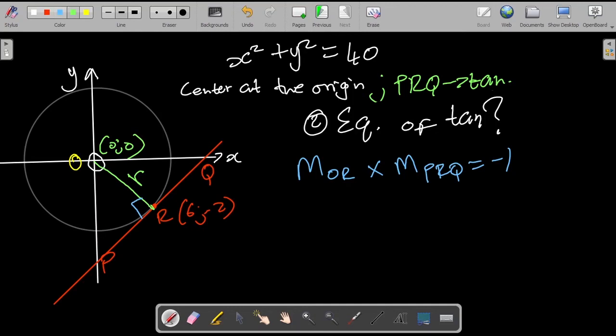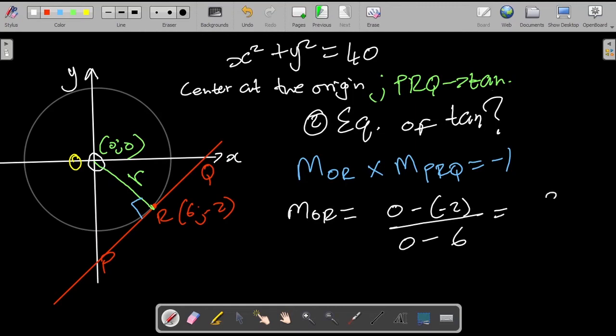And can we find the gradient of any of these? Yes, we can, because on OR we have 2 points, the origin itself and R. So I can use those 2 points to find the gradient of OR. Starting at the origin, this is what we'd have: change in y divided by change in x. At the top we have 2, at the bottom we have -6. This will be the result, and in simplified form this is as follows.